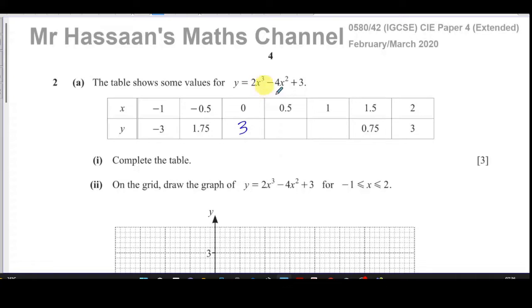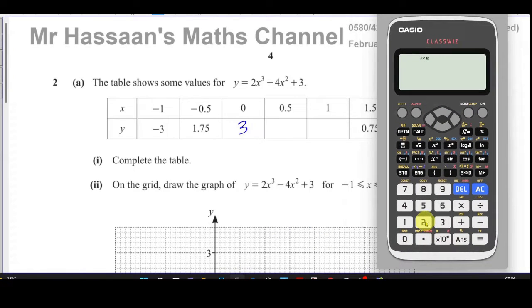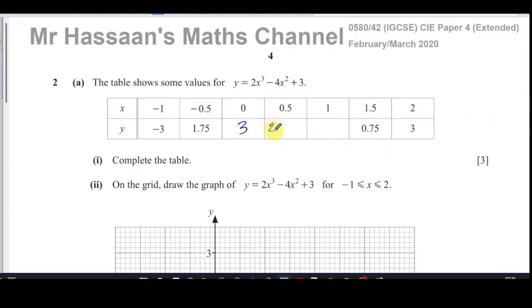You're going to put 0.5 in there. You could do it in your head, or you could resort to your calculator. For your calculator, you can set it up in such a way that you can replace values in there. So you have 2 times 0.5 cubed, minus 4 times 0.5 squared, and then plus 3, and that should give you your answer, which is 9 over 4, which is 2.25.